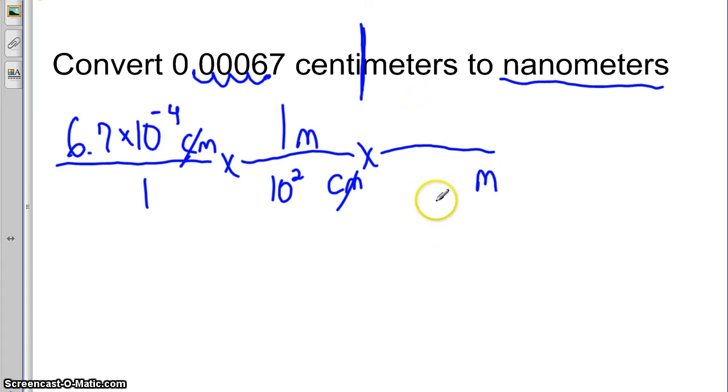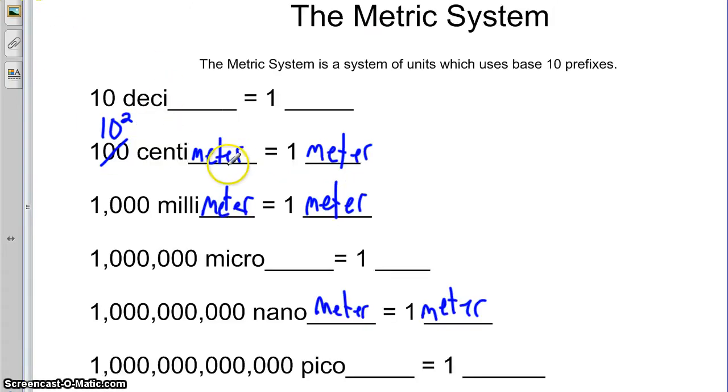Now meter is my base unit, so it's special because when I have a meter, I can go to any other prefix. In this case, I would like to go to nanometer. Theoretically, I could go to picometers, I could go to kilometers, I could go to megameters, but again, I want to go to nanometers. So I'm going to look up and I'm going to put nanometer right here on top, because that's what I want to go to. There definitely is a conversion. I go from meter to nanometer. Let's see what that is.